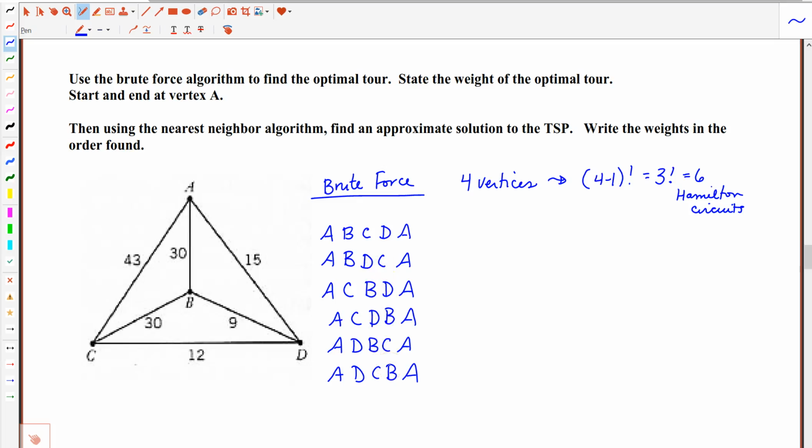So now we're going to find the weight for each of these. As a reminder, if you can pair a circuit with its mirror image, you don't necessarily have to find the weight for both of them. So for instance, this one's ADCB, ADC. Okay, so these 2 are mirror images. Maybe we'll do this in a different color. So this would be ACD. Okay, that guy's right there. Those 2 are mirror images. And this is ADB. Okay, so these 2 are mirror images.